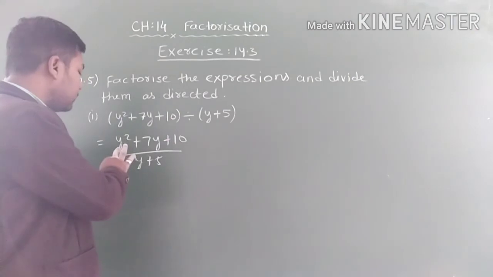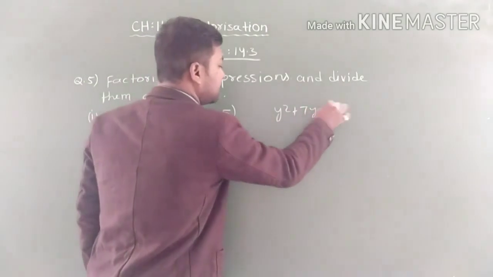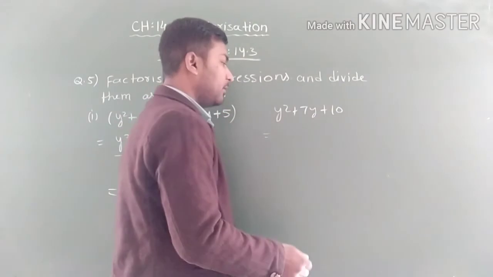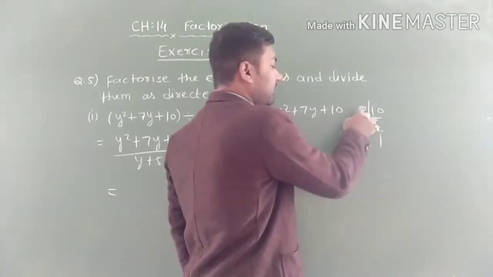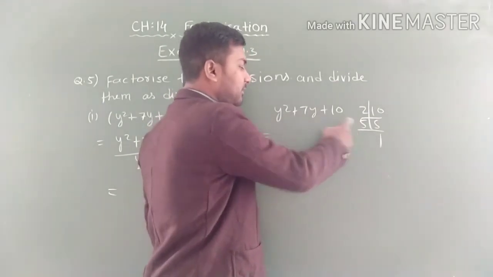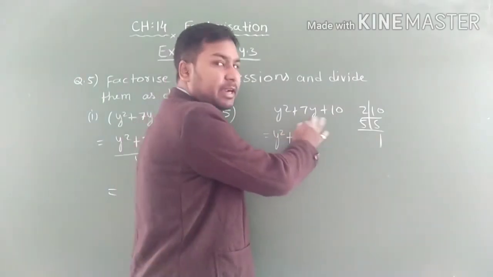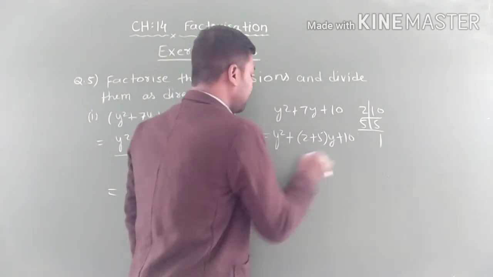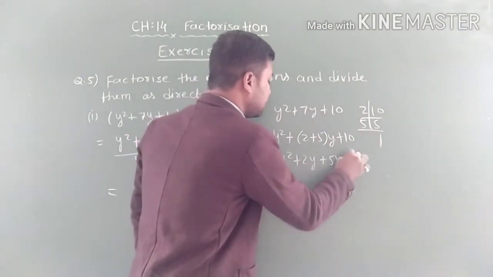So now the numerator is y square plus 7y plus 10. We have to factorize it. So we have to find the factors of 10. So it will be 2 and 5. On multiplication it will be 2 fives are 10, and on addition it will be 2 plus 5 is 7. Okay, so we write y square plus, in place of 7 we can write 2 plus 5, so this is 2 plus 5 into y plus 10. Now just open the bracket, so it will be y square plus 2y plus 5y plus 10.